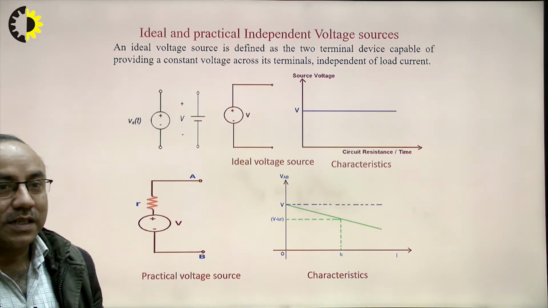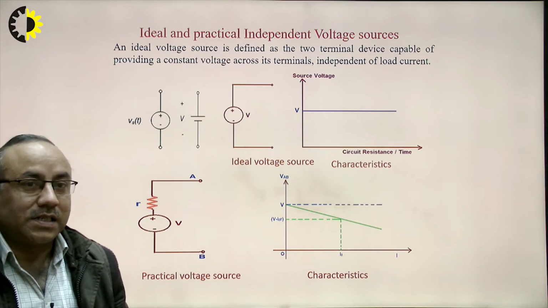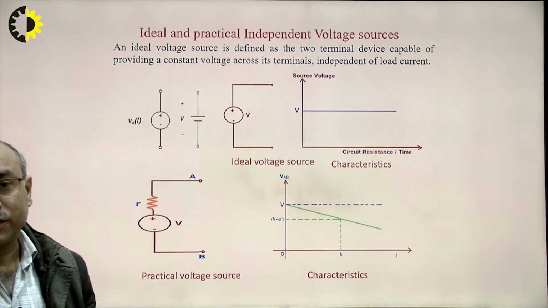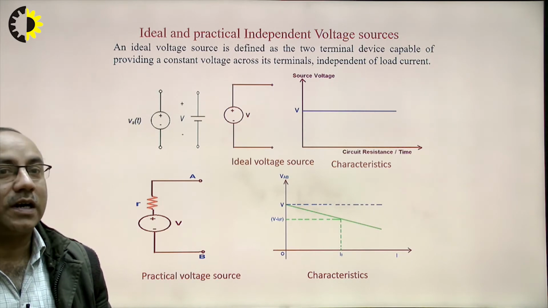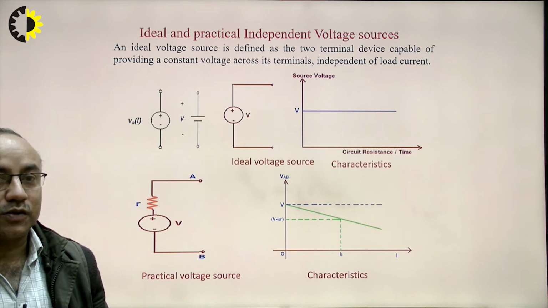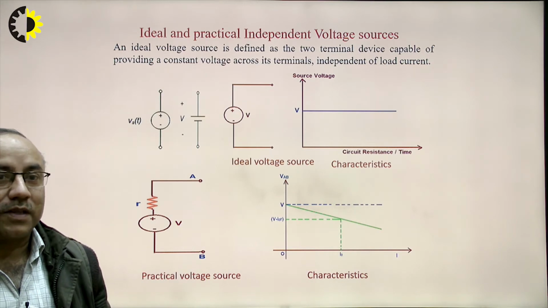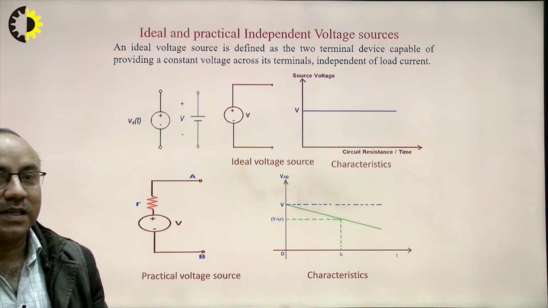And the reason for this is that the internal resistance of the ideal voltage source is 0. That means there is no internal resistance in the ideal voltage source, and the symbol shown in the diagram for the ideal voltage source does not have any internal resistance.